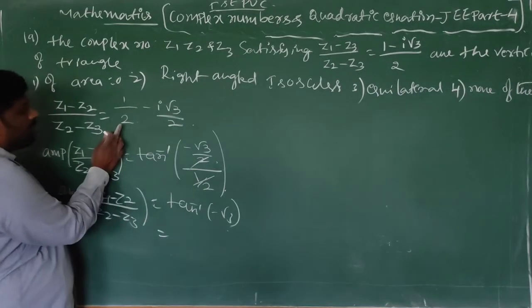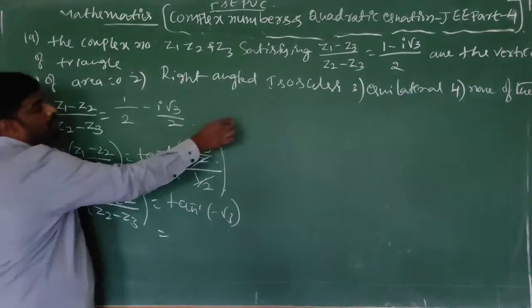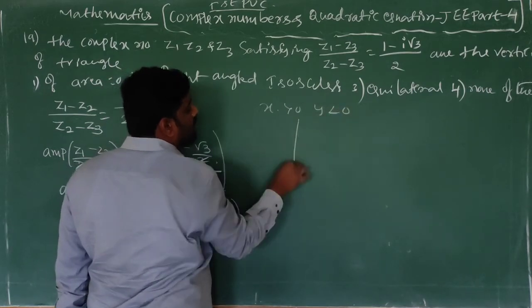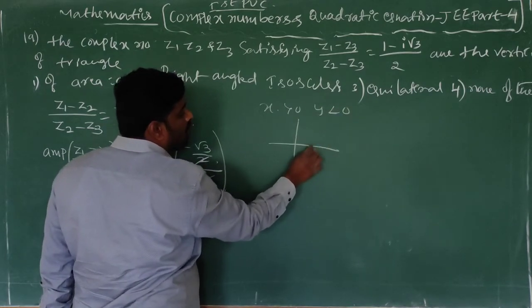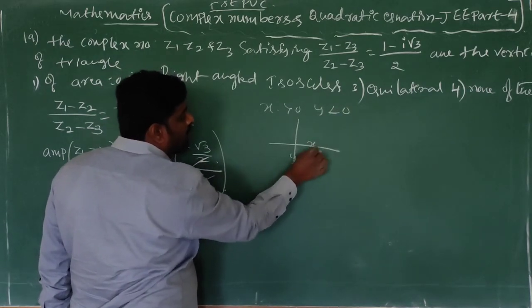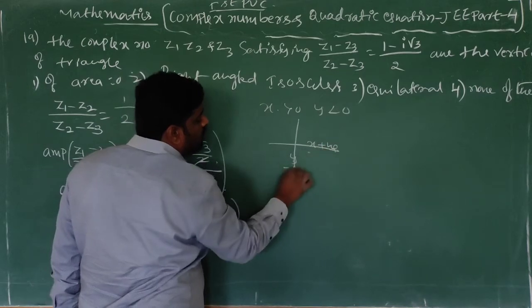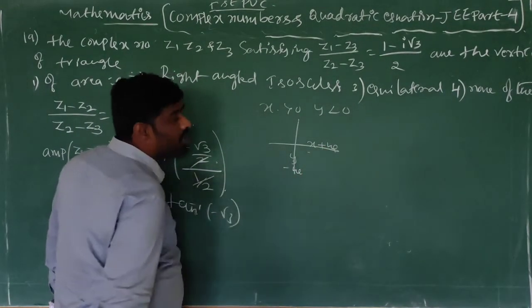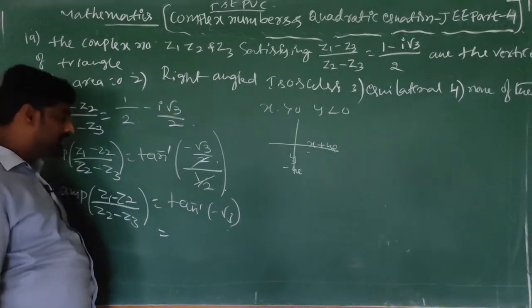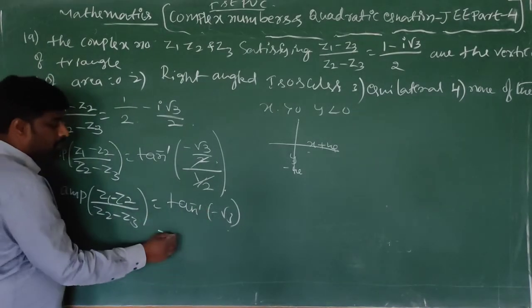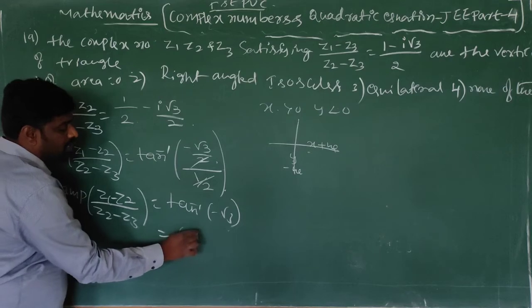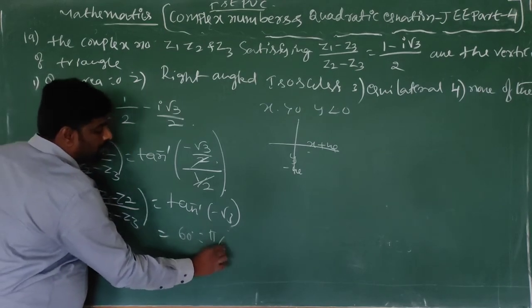See, a minus ib. Here x is greater than 0, y is less than 0, so it is in the fourth quadrant. So this is x, this is y, this is positive, this is negative, it is present in the fourth quadrant. It is present in the fourth quadrant means minus theta, so minus into minus gives plus theta, that is tan inverse root 3, which is 60 degrees. 60 degrees means what? Pi by 3.